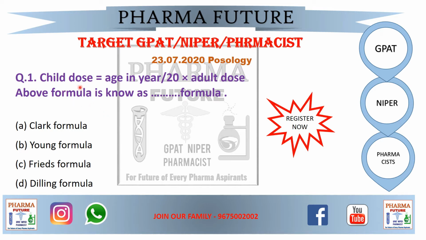First we'll start with question number 1. Child dose is equal to age in year divided by 20 into adult dose. The above formula is known as dash dash formula. Option A Clark formula, option B Young formula, option C Fried formula, and option D Dilling formula.